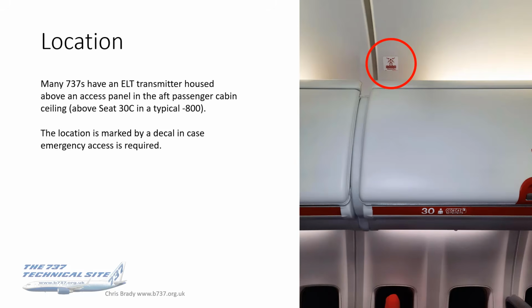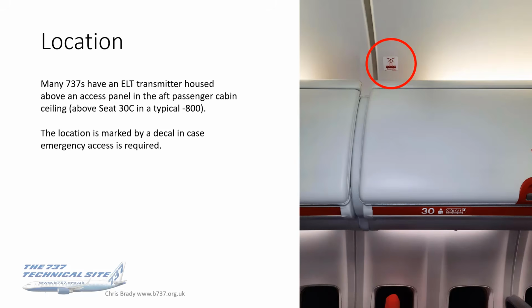Okay, so while we're talking about beacons and things, let's take a look at the ELT. Now this is a separate, different ELT to the one on the CVR and the FDR. This is the aircraft's ELT, and most 737s have got an ELT transmitter that is housed in an access panel in the aft passenger cabin ceiling, and as you can see from the photo, it's there above row 30, usually on the left hand side, row 30 on an 800.